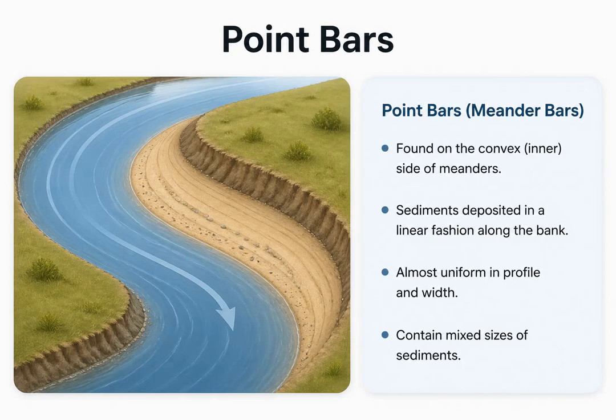That sediment we mentioned being deposited on the inner slip-off side of a meander forms a specific feature called a point bar or meander bar. As the flowing water sweeps around the bend, it deposits sand, gravel, and pebbles in a linear fashion along the bank. These point bars grow gradually, building out into the channel. They are usually quite uniform in their width and profile, though they contain a chaotic mix of different sediment sizes.